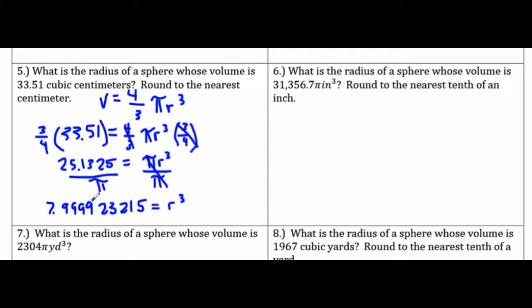Now, how do we get just r? Well, think about it. If it was r squared, we'd take the square root, but it's r cubed. You take the cube root. You put a little 3 in there where the radical is. Cube root.